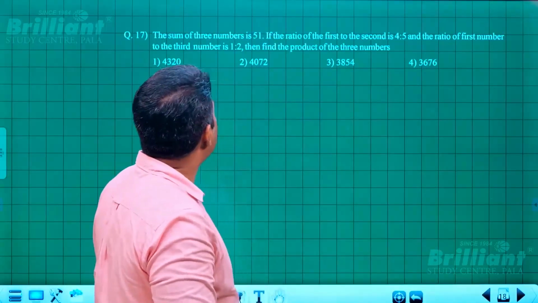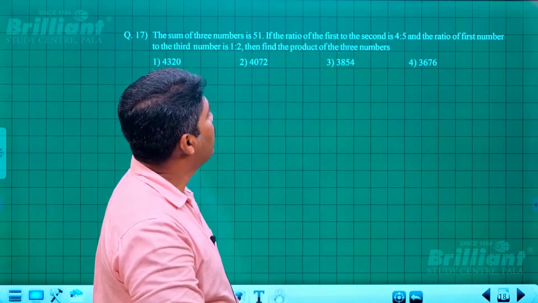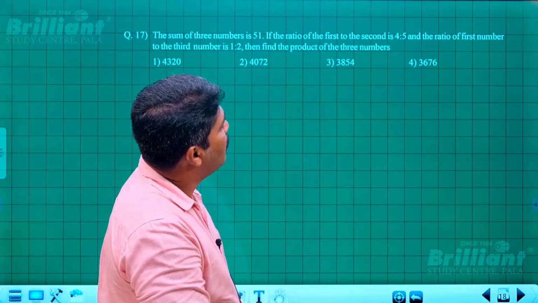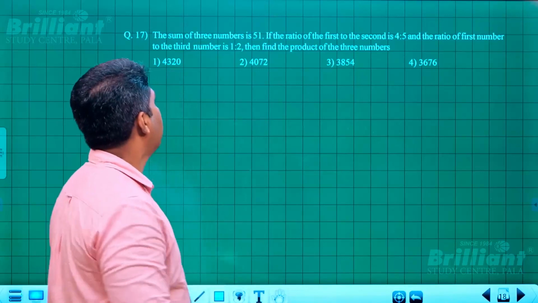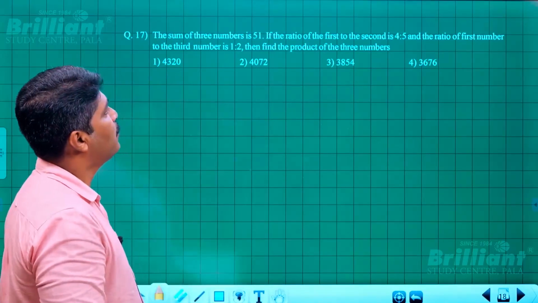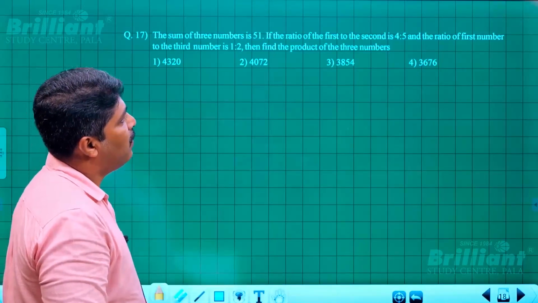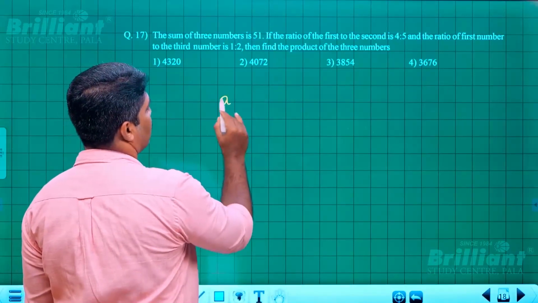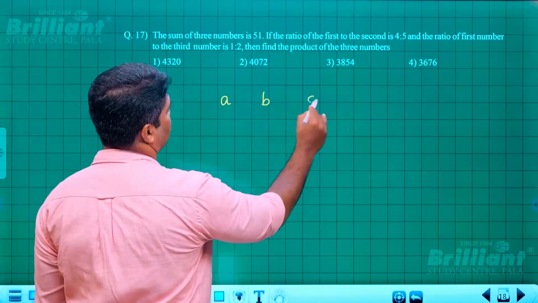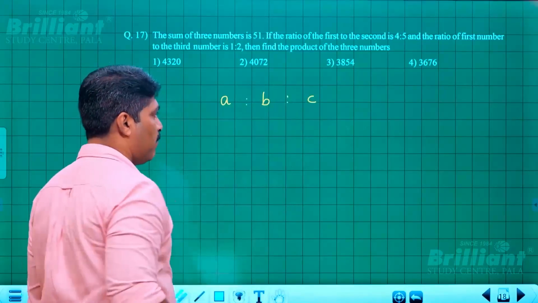The next question. The sum of 3 numbers is 51. The ratio of the first to the second is 44:5, and the ratio of the first number to the third number is 1:2. Then find the product of the 3 numbers. Here, those 3 numbers we just consider as A, B, and C.